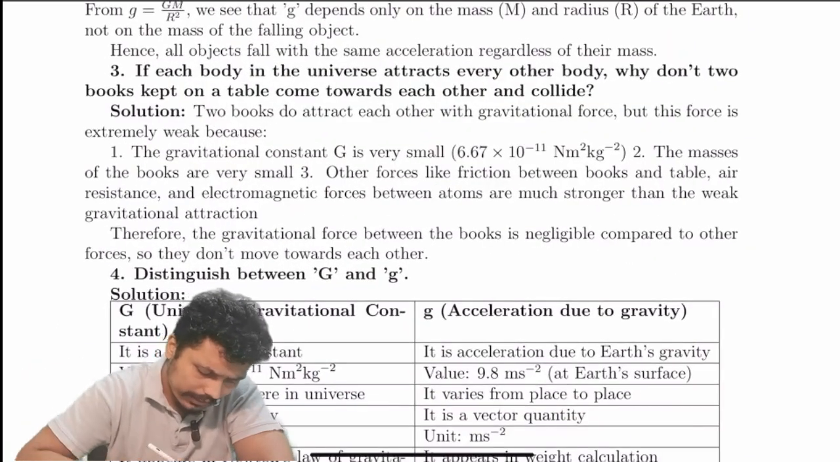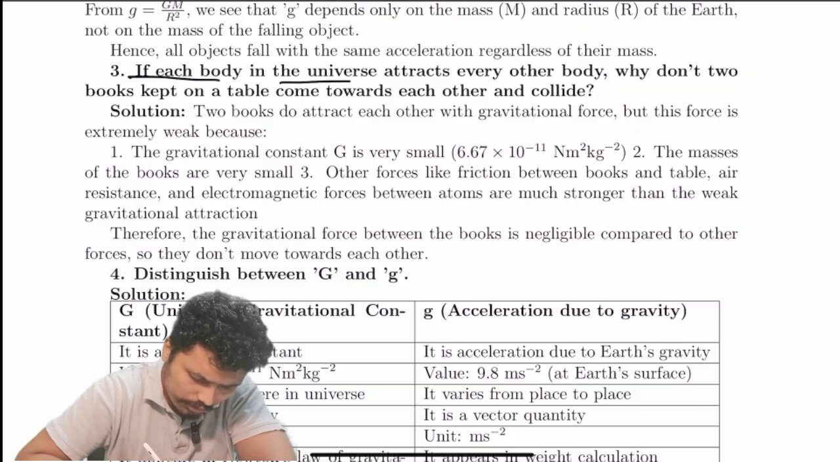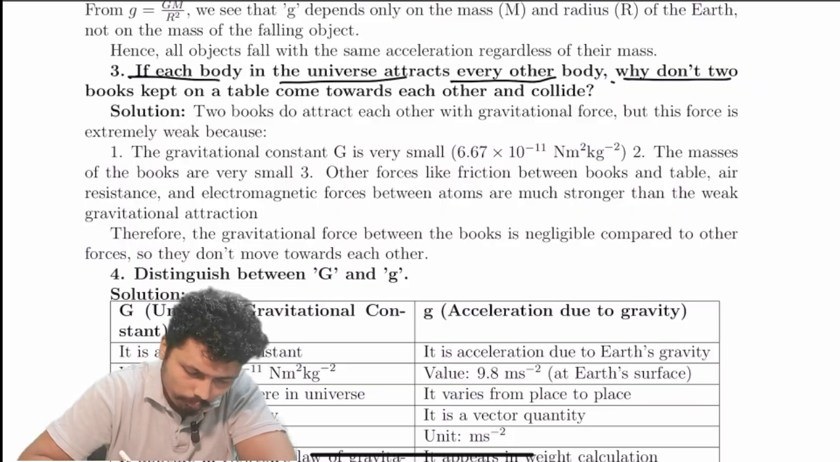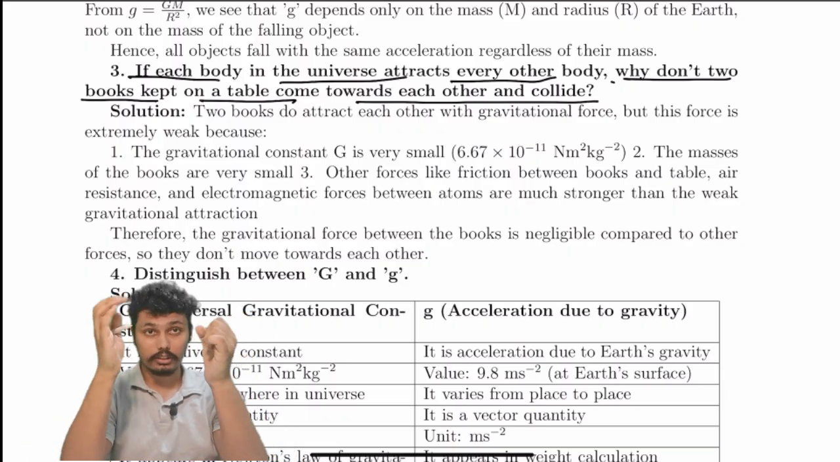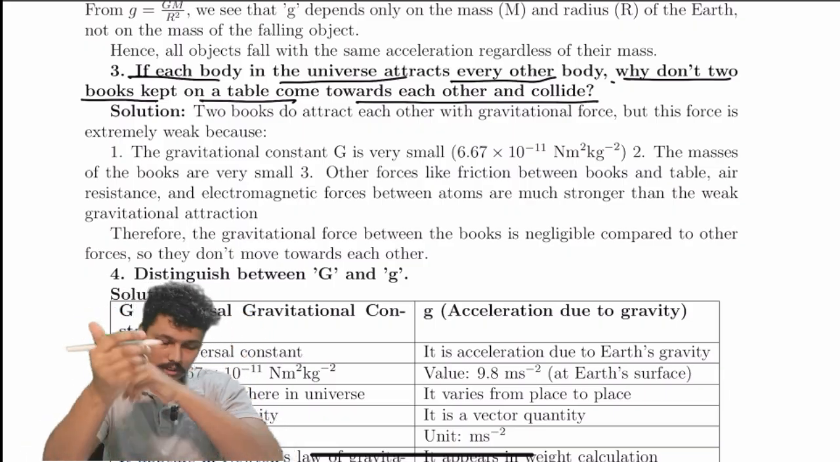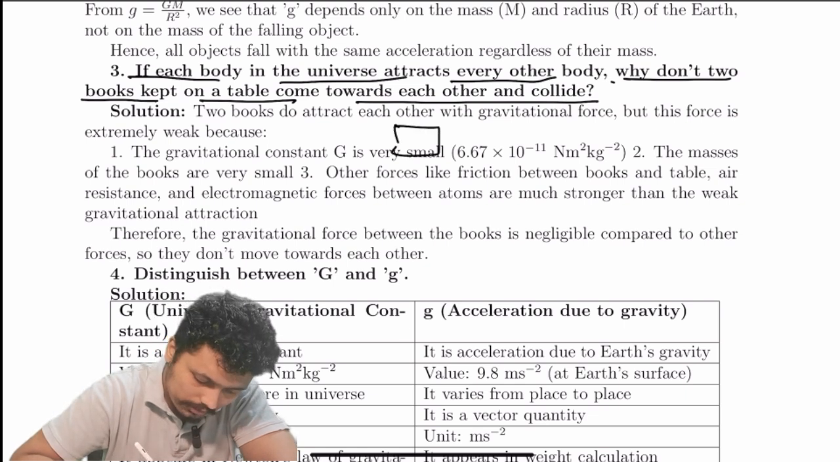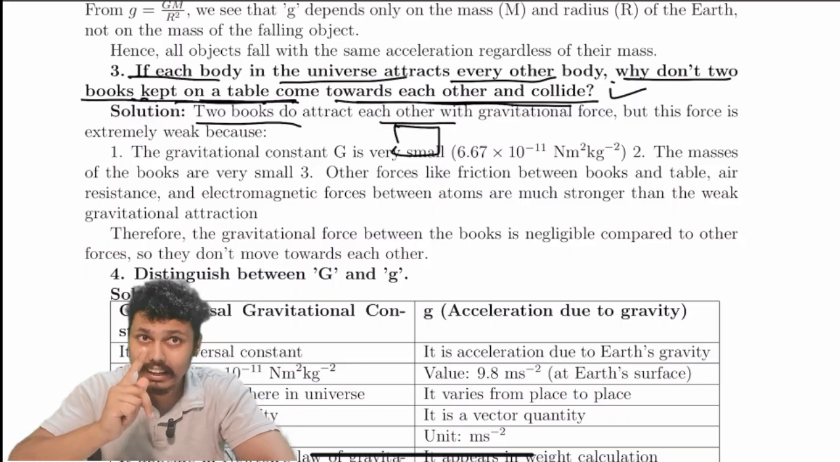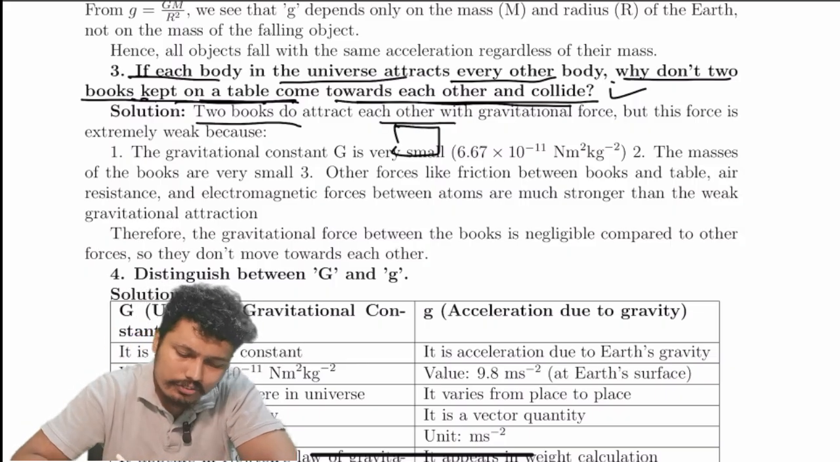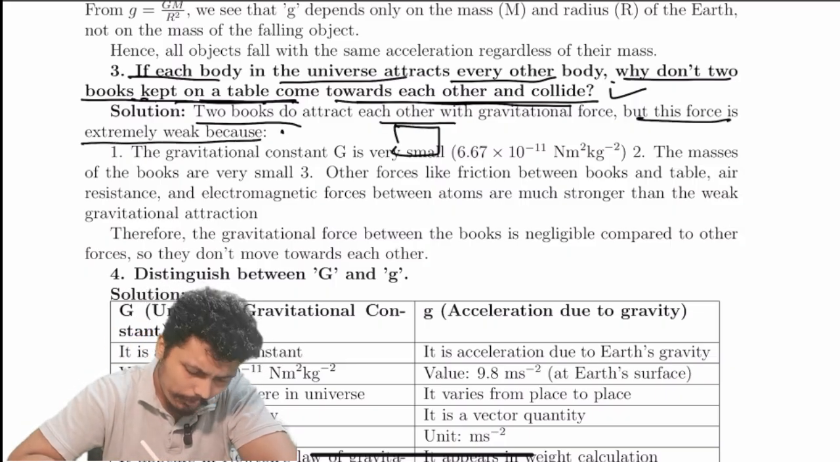If each body in the universe attracts every other body, why don't two books kept on the table come towards each other and collide? Two books attract each other. There is a force between them, but it is very small. The force is extremely weak.